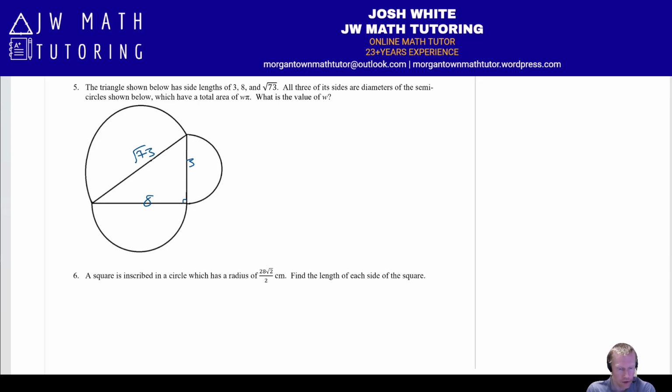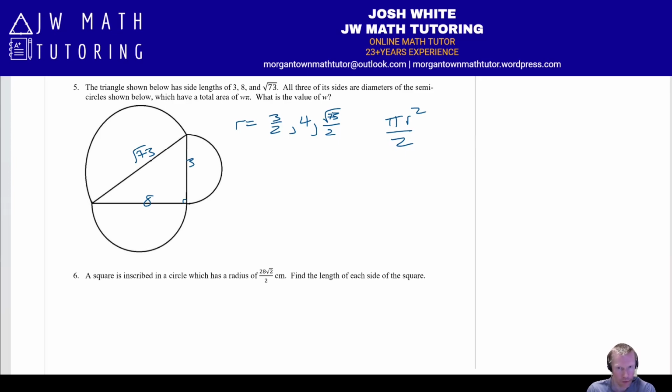So essentially what we have to do is first take all these values, divide them in 2. So that's going to give us the radius values. So the radius values are going to be 3/2, 4, and root 73 over 2. Then we can take all of them. Remember, the formula for area is pi r squared, but because these are semicircles or half circles, technically you have to divide that by 2.